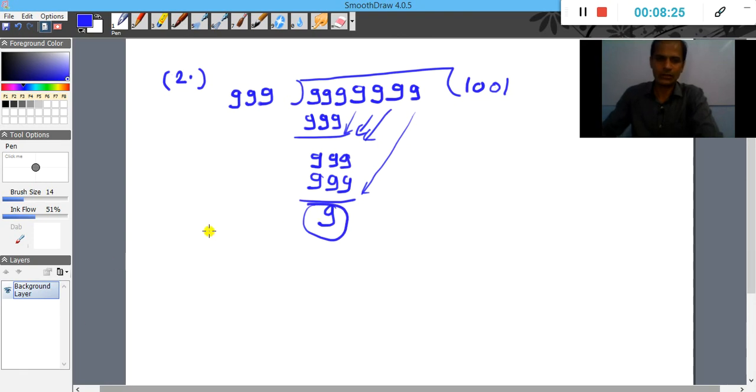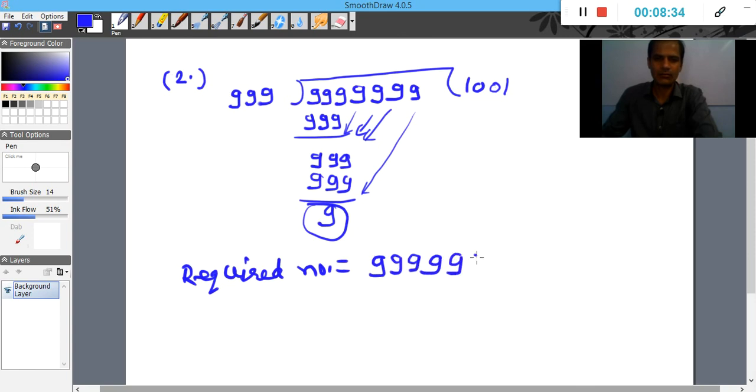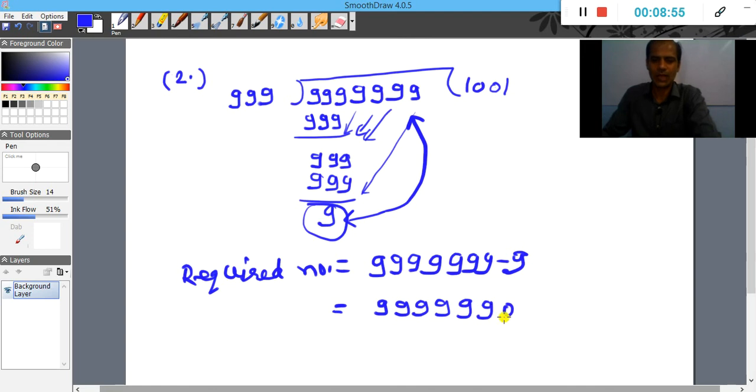So we write the required number is 7 times 9 minus 9. आपको क्या करना है, ये जो भी रिमाइंडर हमें मिला है 9, इसको इस नंबर से सब्ट्रैक्ट करना है. Okay, so the answer will be 9999 and 990. So it is 6 times 9 then 0. So just do the subtraction, I hope that positively you will solve this. So this is the biggest 7-digit number which is completely divisible by 999. Note it down.